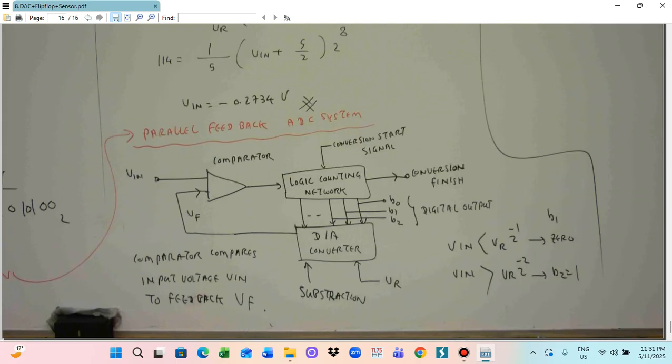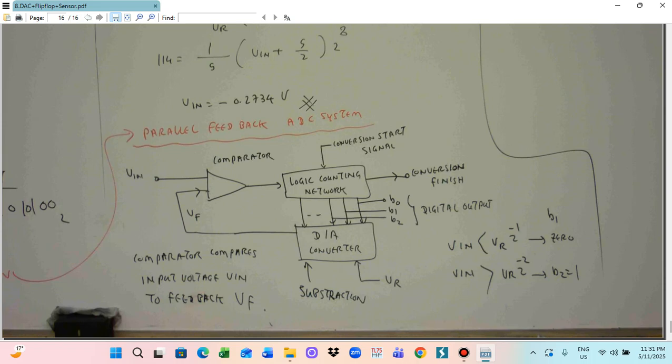Now let us look at the previous ADC system. If a previous ADC system includes a logic counting network, its function is the conversion start signal. It is then connected with a digital to analog converter. Then this is the comparator. The input voltage is compared with the reference voltage, and then the logic counting network counts. Then we put the subtraction. This is the VR, and also the digital output lines. The digital outputs are D0, D1, D2, and also this is the conversion finish flag.